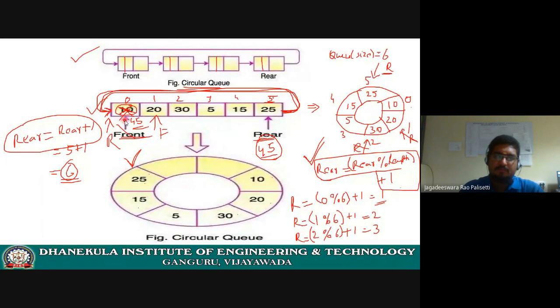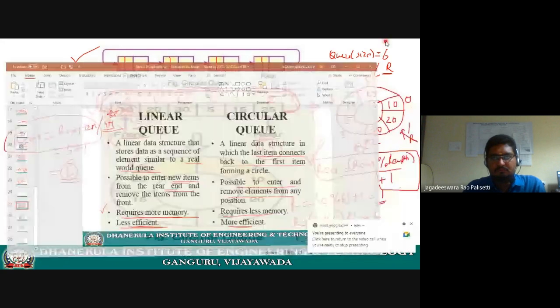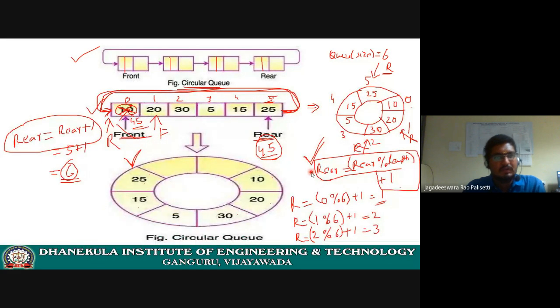Am I clear? And the most important thing is, as we already know, if you are going to insert data elements, we depend upon the rear pointer variable. And if you want to delete elements from the circular queue, you depend upon the front pointer variable.